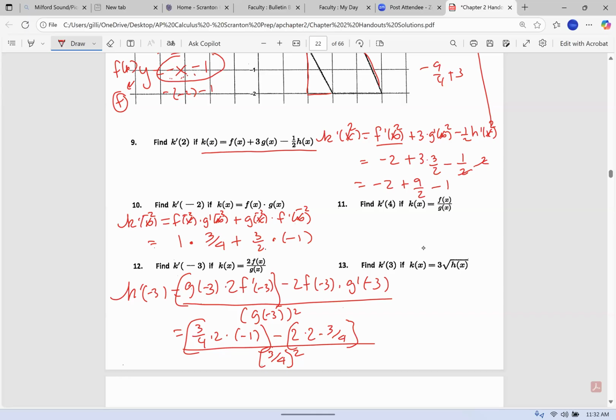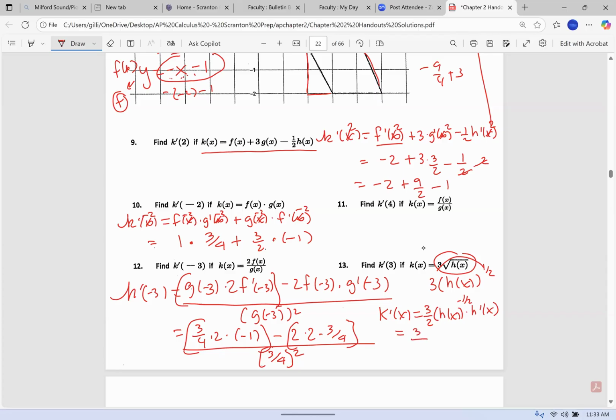And number 13, its derivative, be careful, is k prime of x. This is really written as 3 times h of x to the 1/2. So it's a function within a function. It's the extended power rule. I'm going to drop down the 1/2, make it 3/2, repeat the inside, decrease the power by 1, and times it by the derivative of the inside.